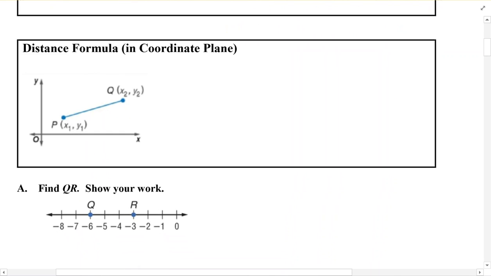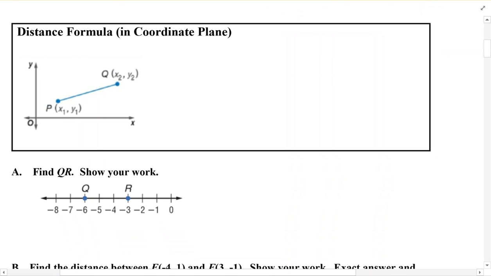The distance formula in the coordinate plane is derived from the Pythagorean theorem. Here, the distance PQ would be the square root of the differences in the x's squared plus the differences in the y's squared.